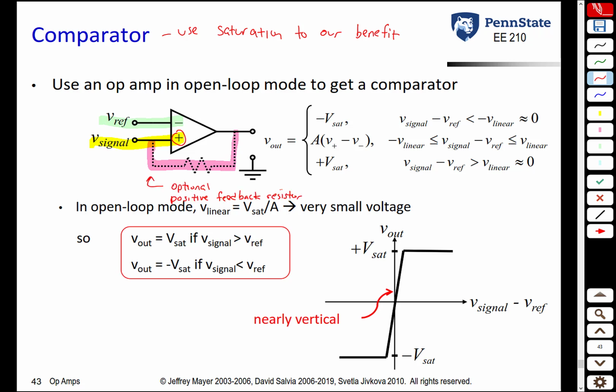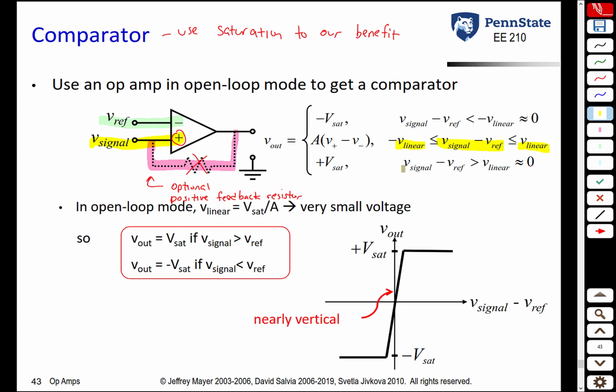It really is not needed, however, because using it in open loop mode works just fine. So we're not going to be using this optional positive feedback resistor. I just wanted to mention it. If you think about how this op-amp works, in the linear region, and that's where the difference between the signal and the reference is within plus and minus V linear, the output is going to be some very large number A times the difference between V plus minus V minus.